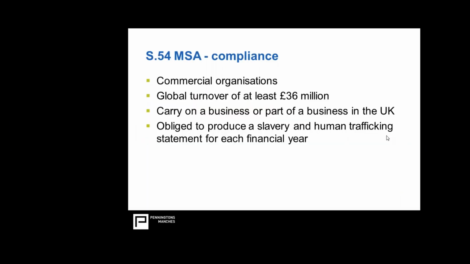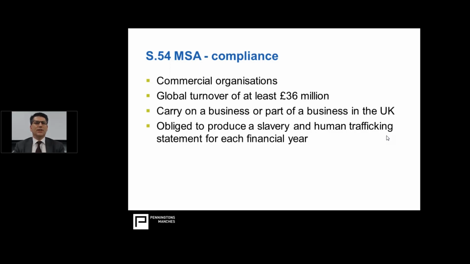Thanks again, Chris. Section 54 of the Modern Slavery Act provides an obligation on commercial organisations which supply goods or services and have a business or part of a business in the UK and have a global turnover of not less than £36 million to produce a slavery and human trafficking statement for each financial year ending on or after the 31st of March 2016.